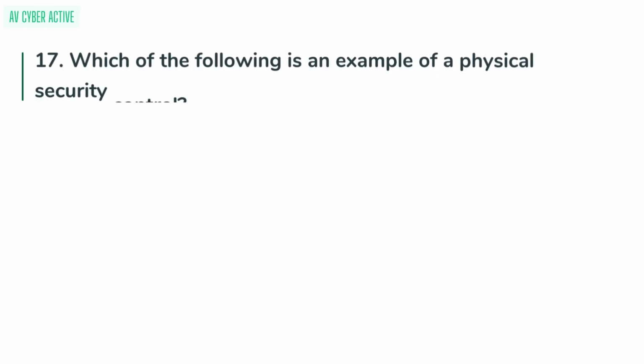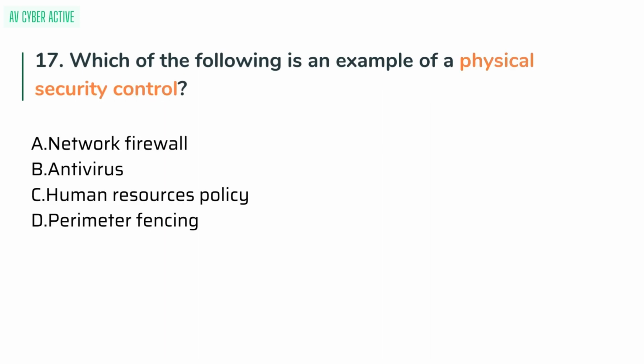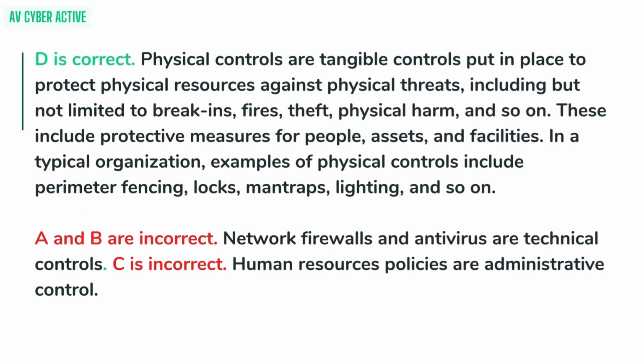17. Which of the following is an example of a physical security control? A. In-network firewall. B. Antivirus. C. Human resources policy. D. Perimeter fencing. D is correct. Physical controls are tangible controls put in place to protect physical resources against physical threats, including but not limited to break-ins, fires, theft, physical harm, and so on.